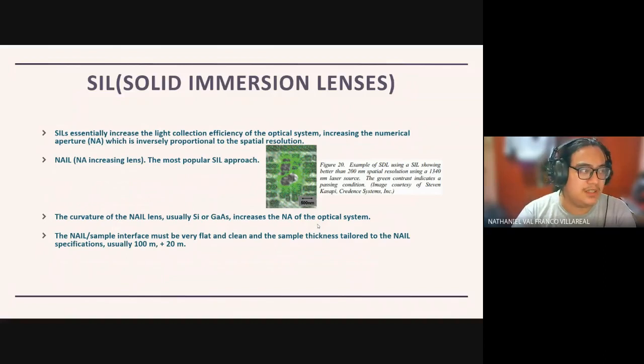So the last one is SIL, or solid immersion lenses. SILs essentially increase the light collection efficiency of the optical system, increasing the numerical aperture, or the NA, which is inversely proportional to the spatial resolution.